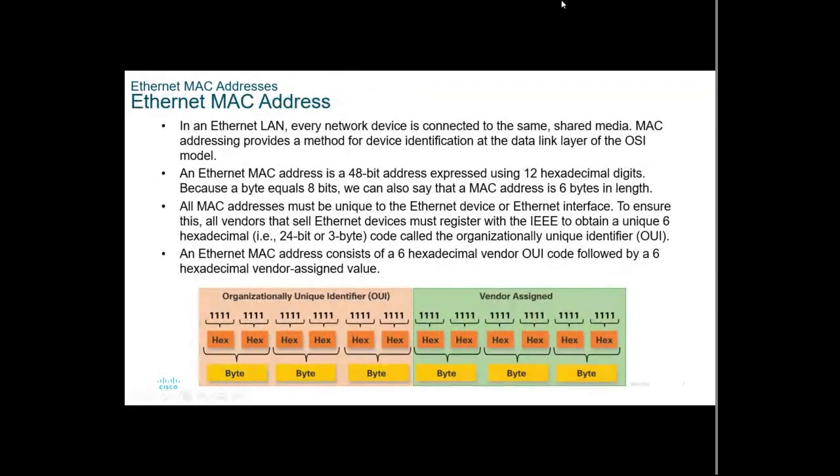So Ethernet MAC addresses, like I mentioned, the first half is an organizationally unique identifier, so it goes with the vendor, the manufacturer of the card, and the second half is vendor assigned, which basically is a unique sequence that's given to the individual devices or parts.